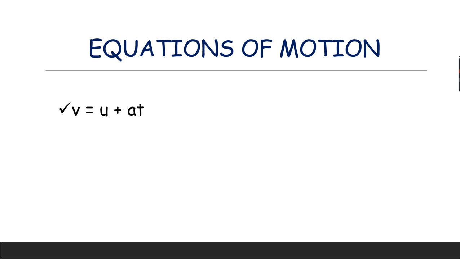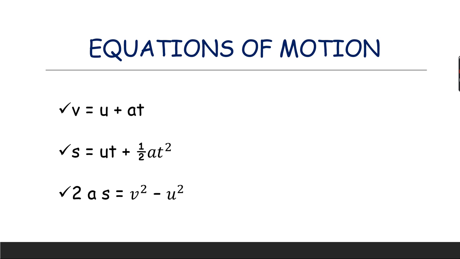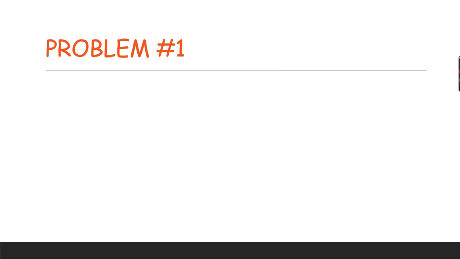So the first equation of motion is V is equal to U plus AT, where V here is the final velocity, U is the initial velocity, A is the acceleration, and T is the time. Second is S is equal to UT plus half AT square, where S is the distance or displacement. And third equation of motion is 2AS is equal to V square minus U square. So these are the three important equations of motion and let us solve some of the problems using these.